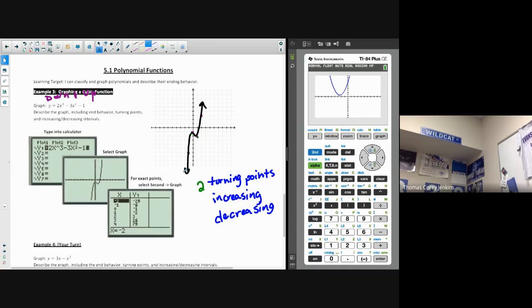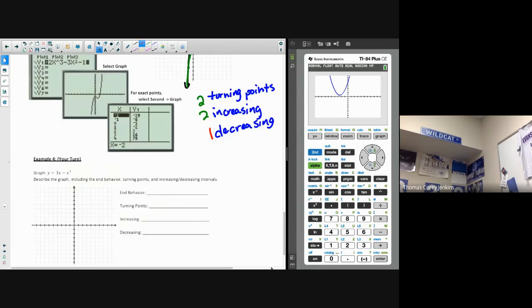Increasing means as we read a book, as we move from left to right, it is increasing, right? So it's increasing from -infinity to our turning point. So that's 1 increasing interval. And then we have another increasing interval, anytime it looks like a positive slope. So 2 increasing intervals, and then you have your 1 decreasing. It decreases from there to there. So 1 decreasing. That's basically how we summarize one of those graphs.